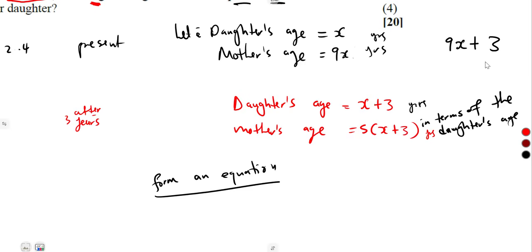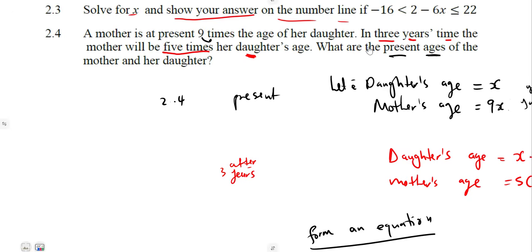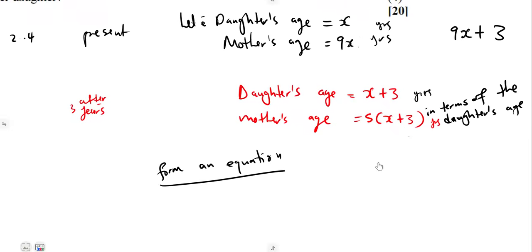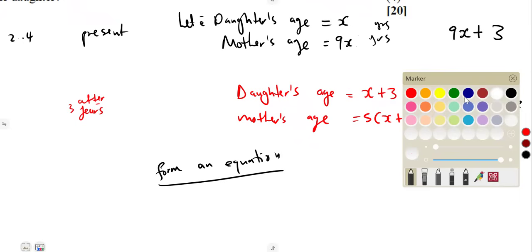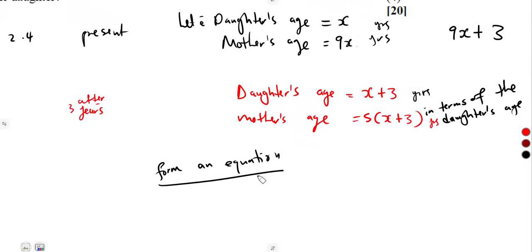What about the mother's age? No, we didn't write it that way. We took it from the daughter's age because we were given that in 3 years' time, the mother will be 5 times the daughter's age. The statement was written in terms of the daughter's age. So since we are still talking about the same person, it means we can form an equation from the mother's age, after 3 years.